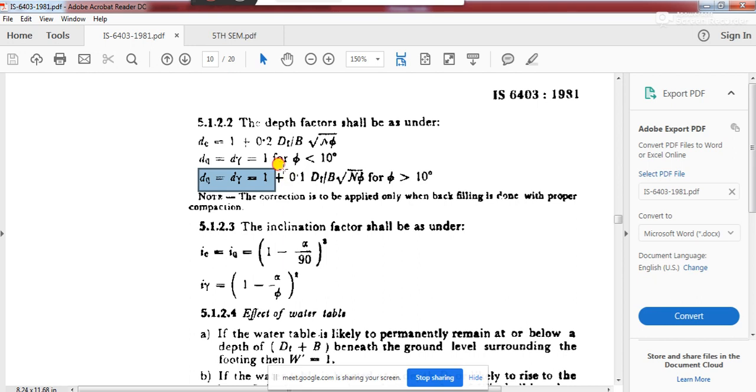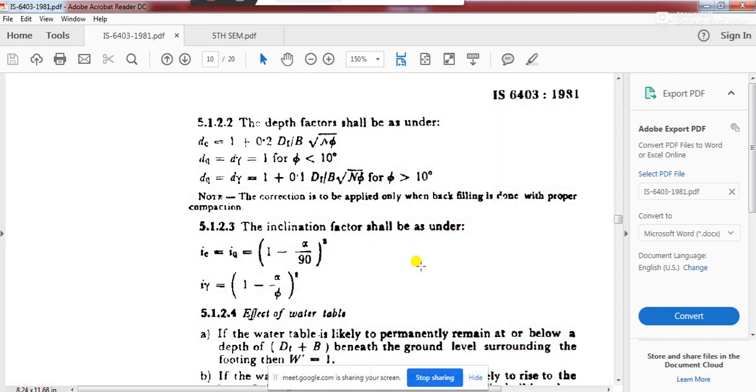Another factor is being added, and it's very simple to remember, don't get confused. In this case the DC value is given as 0.2 df by b root over of N phi. For DQ and D gamma, this 0.2 has become 0.1, just 0.1 df by b root over of N phi. This term is remaining the same, only the coefficient value, here it is 0.2, here it is becoming 0.1, and I have already explained what the value of N phi is.